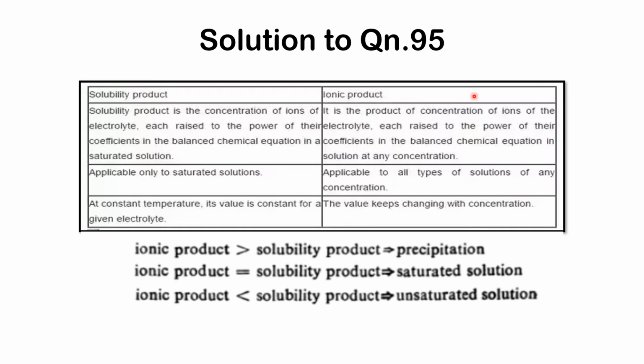Let's see the solution. Basically, the important difference between solubility product and ionic product is that solubility product can be applied only for a saturated solution. Ionic product can be applied to a solution at any concentration. That is very important. Next, if the ionic product is greater than the solubility product, it leads to precipitation. If both are equal, it's a saturated solution. If the ionic product is lesser than the solubility product, it's an unsaturated solution.